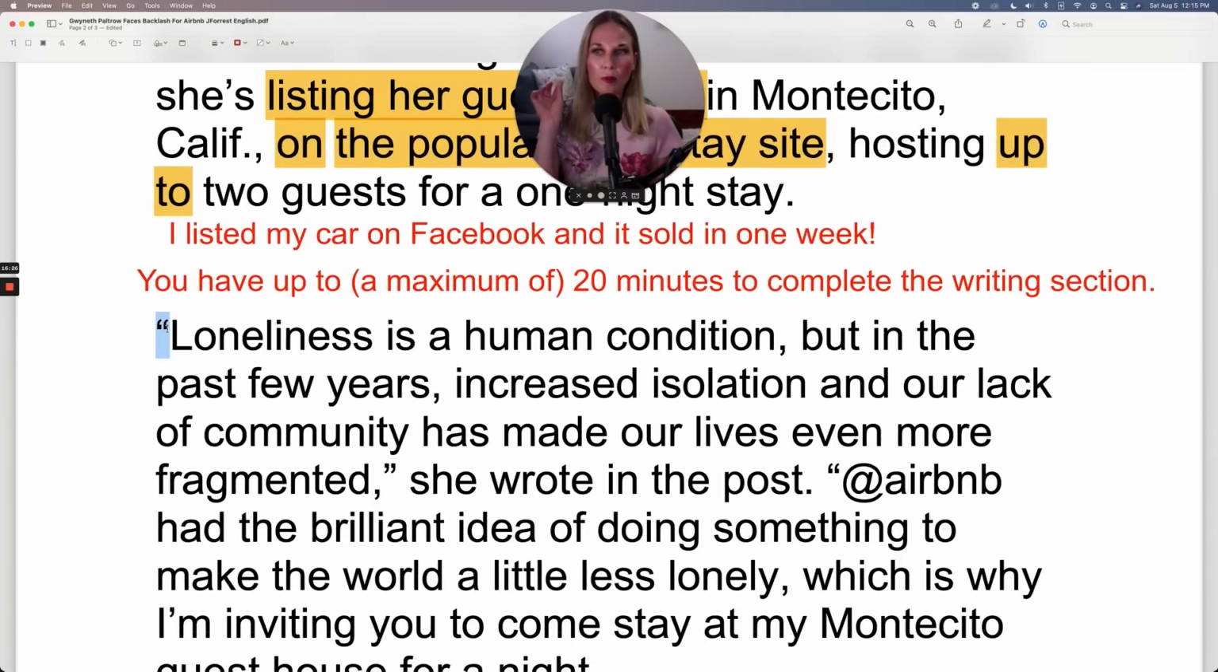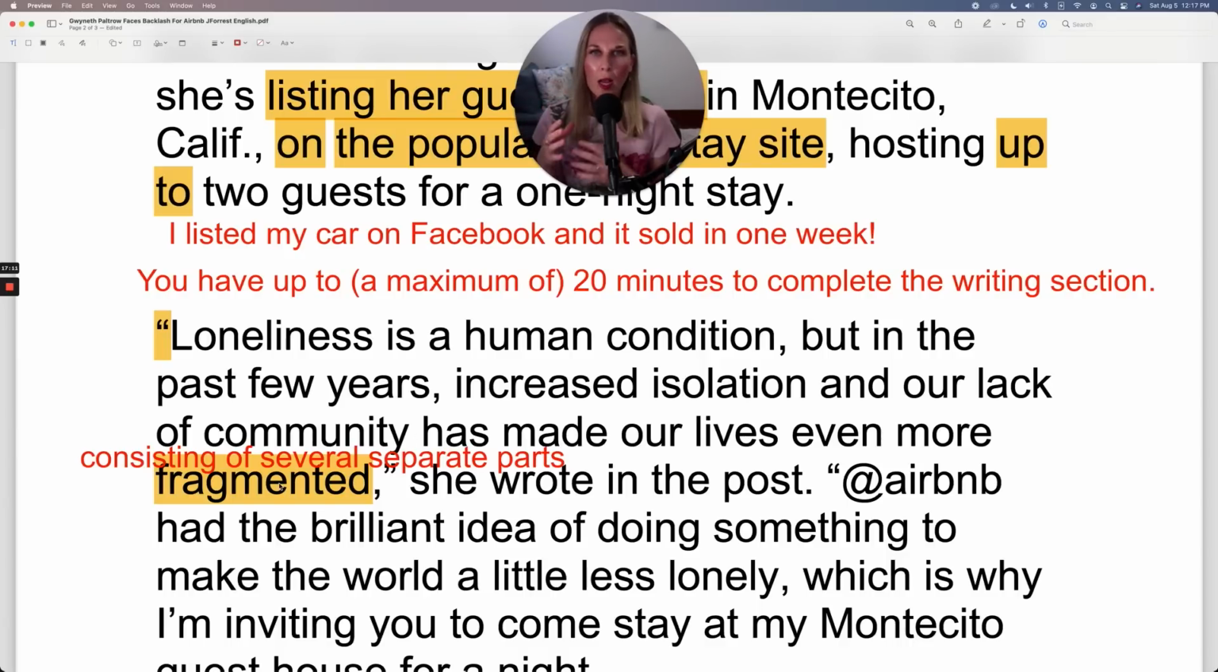Loneliness. Now, pay attention because quotation marks are here. So I know that someone is saying this. This is a quote, and I know that because of the quotation marks. Loneliness is a human condition, but in the past few years, increased isolation and our lack of community has made our lives even more fragmented. Fragmented is an adjective, and it means consisting of several separate parts. So she's saying has made our lives even more fragmented.